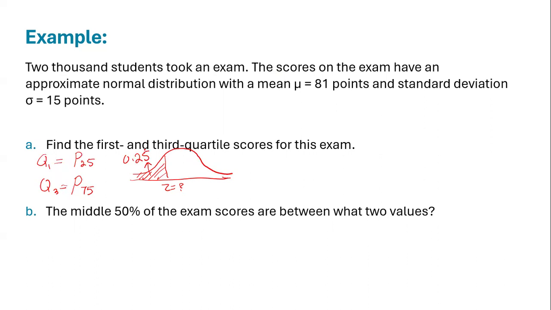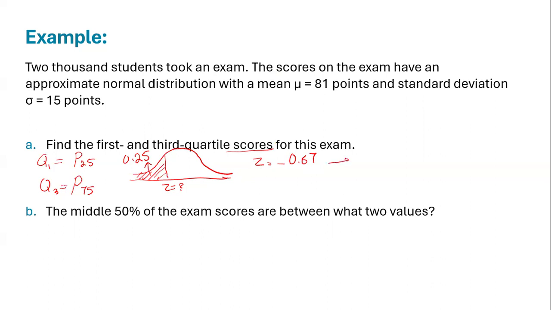Looking at the Z table, the area is given to me, so I'm going to look at the body of the table, find 0.25, and see what Z value corresponds to that. And I will find that the Z value must be equal to negative 0.67. But this is a Z value. We're talking about the scores. The scores are X values. What do we do now?